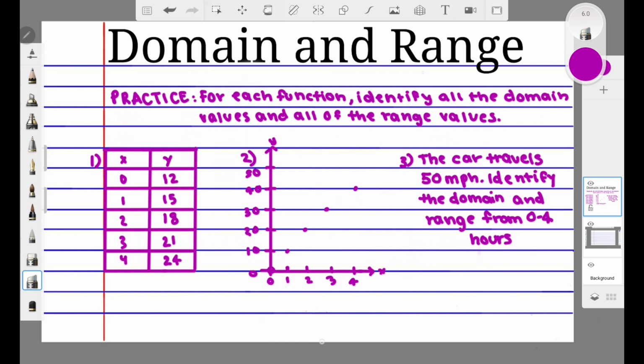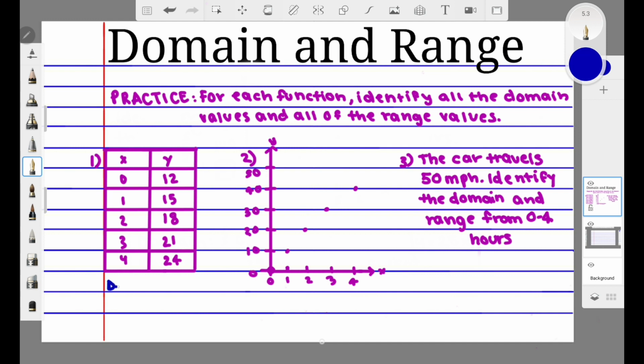Now it's time to practice. For each function, identify all the domain values and all of the range values that are shown or specified. Alright, so let's start with number 1. Since we're already given that this is x and this is y, we know that this will be our domain values and that this will be our range values. So let's get started with our sets.